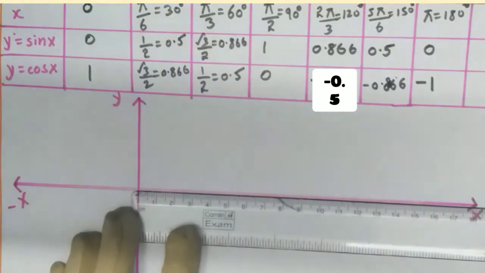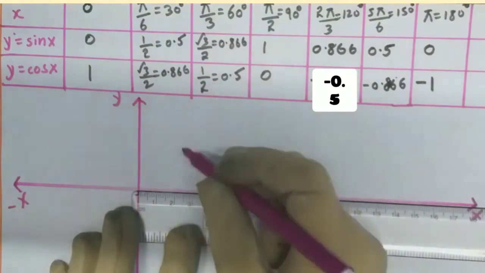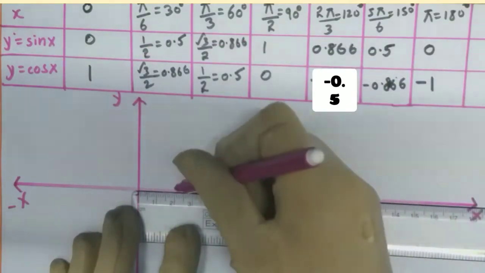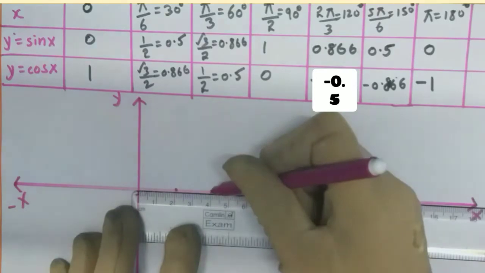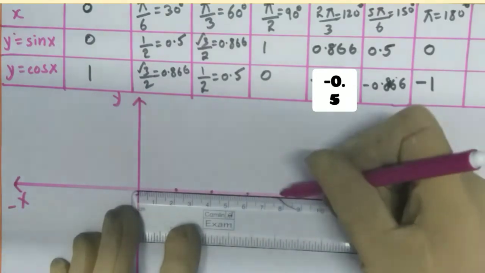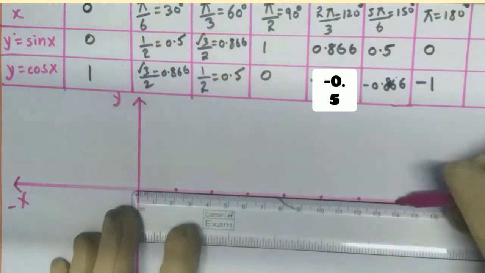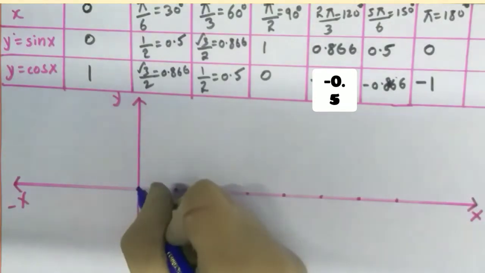We'll take 1 unit is equal to 2 centimeter. So 1, 2, 3, 4, 5, 6, 7. We need 1, 2, 3, 4, 5, 6, 7. This will be our 0.